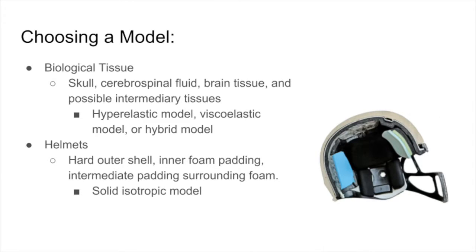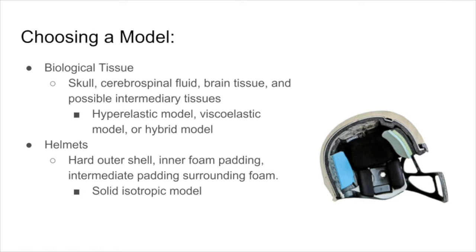In modeling the head, we had to consider four potential components: the brain itself, the cerebrospinal fluid, the skull, and possible intermediate tissues like the pia and dura mater. We then had to decide which material model would be most appropriate: hyperelastic, viscoelastic, or even hybrid.